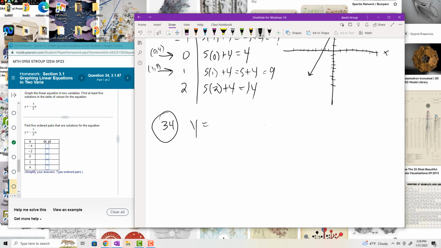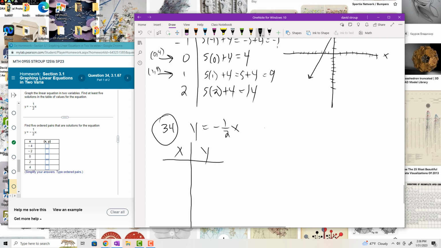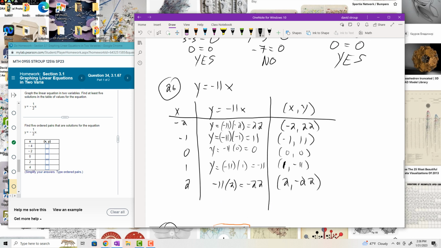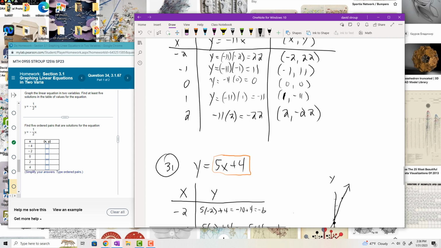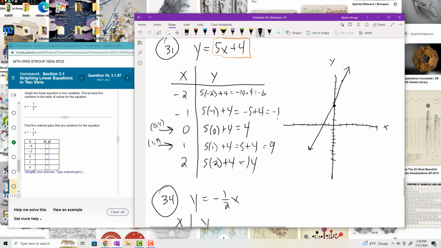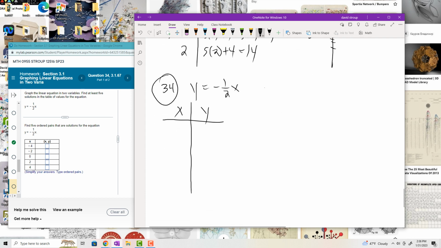34. Y equals negative 1/2 x. And in their table, if you look at their table, usually they go -2, -1, 0, 1, 2 for the x values. So if you look up at our charts, in 26, the x values go -2, -1, 0, 1, 2. And 31, the x values go -2, -1, 0, 1, 2. But for this one, if you did that, you would end up with a bunch of crazy fractions. So what you do instead is use multiples of the denominator.